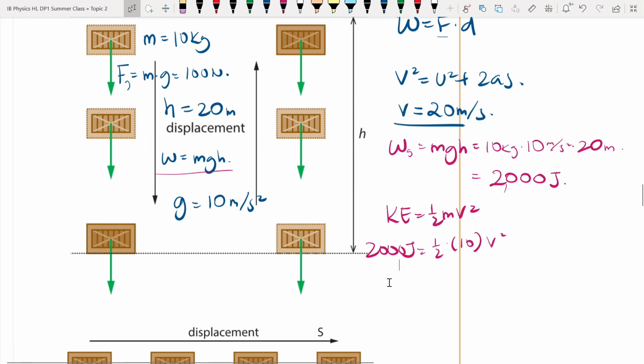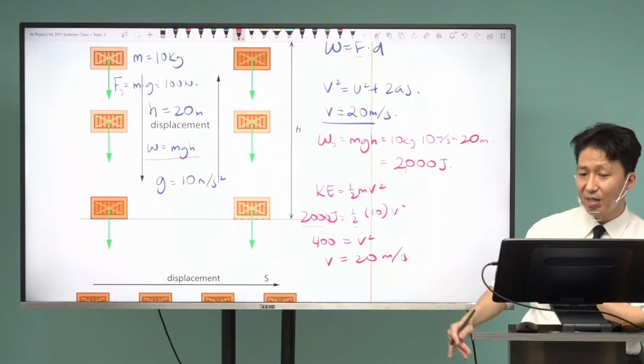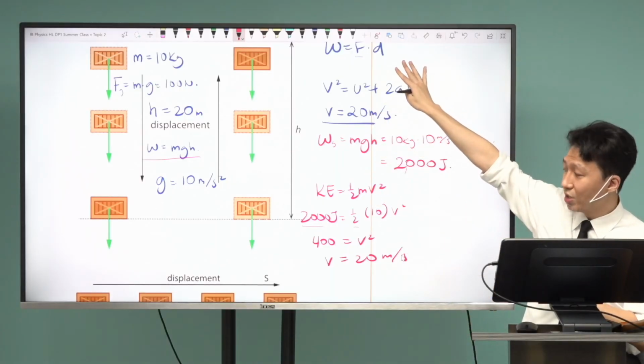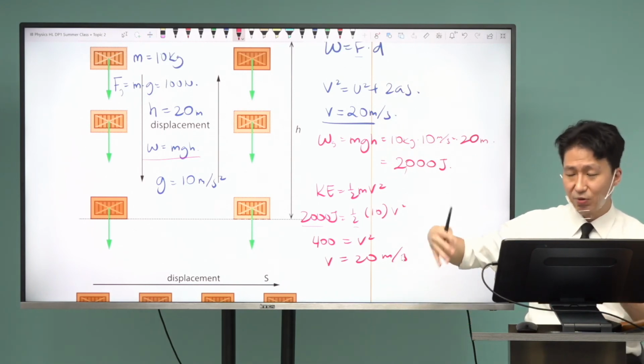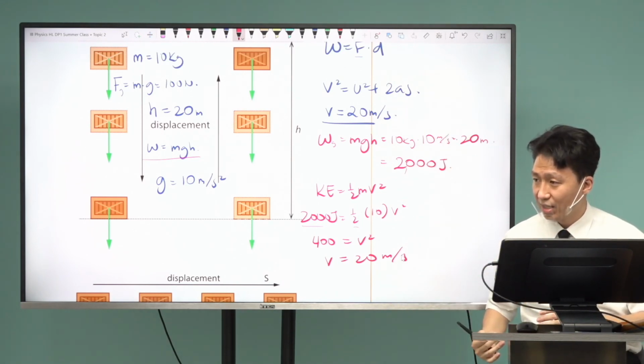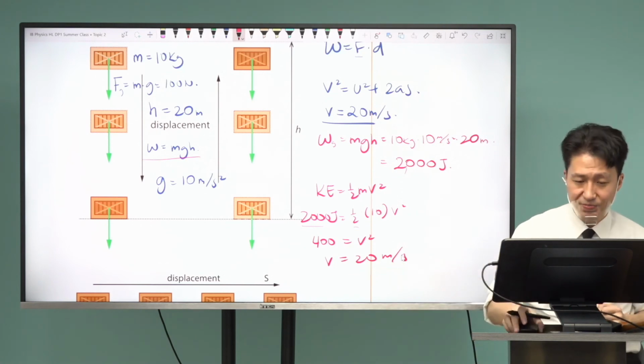Now we get 2,000 times 2 is 4,000, divided by 10 is going to be 400, which is equal to v squared. You take the square root, v equals 20 meters per second. So you get the exact same result, 20 meters per second. It doesn't matter if you use acceleration or if you use energy. You just have to know that the work done by gravity went into giving it kinetic energy, right?